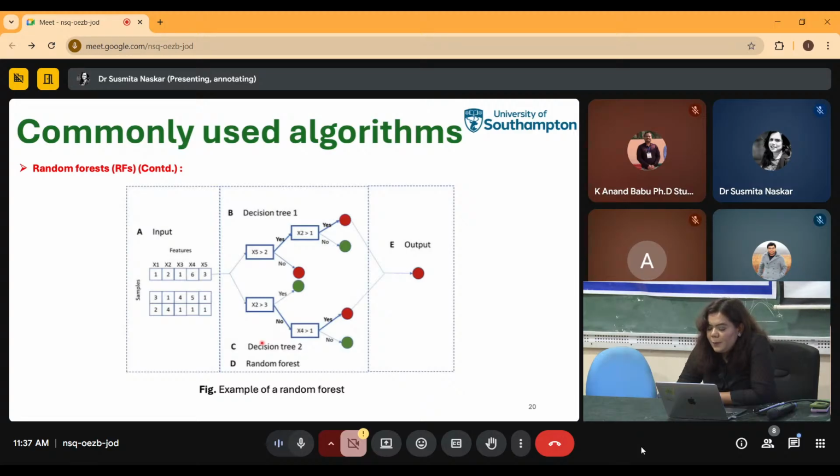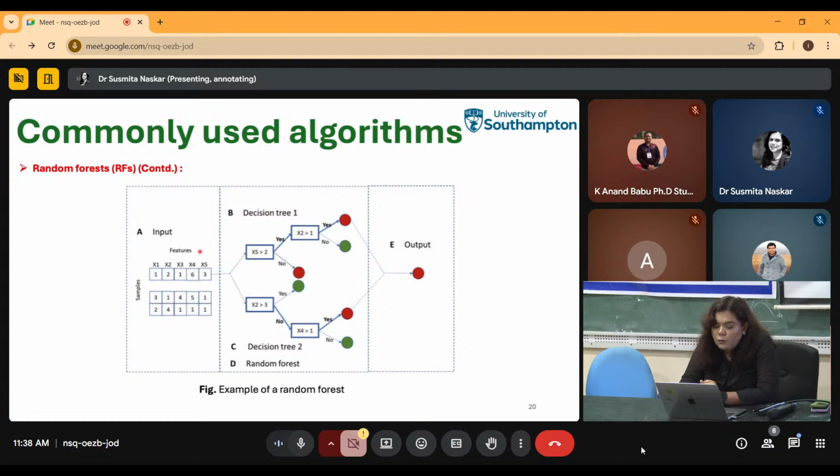For example, in decision tree 1, you can see that the first split might be based on whether x5 is greater than 2. Depending on the answer, the sample travels down the branches to the next test, such as whether x2 is greater than 1 or x3 is greater than 2, and so on, right? Eventually the sample reaches a leaf node which assigns it to a particular class, and it will show whether it's green or red. And if you now look into decision tree 2, it does similar things but with different splitting rules compared to tree 1.